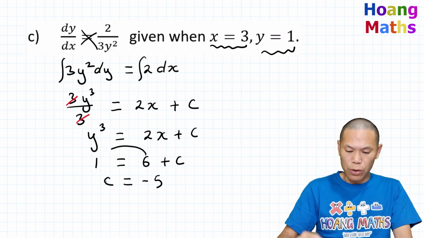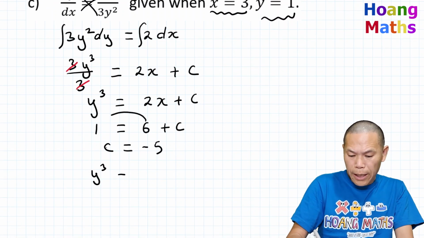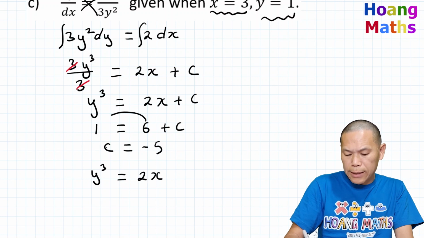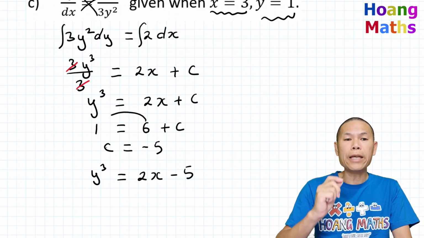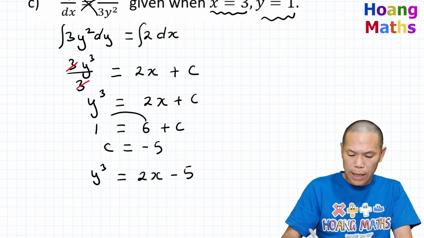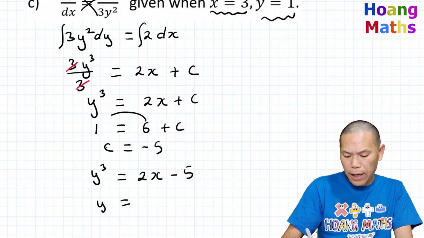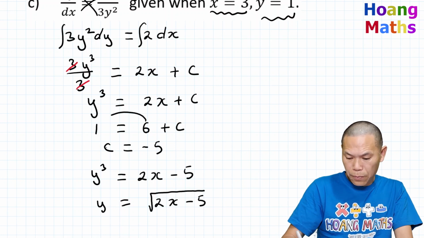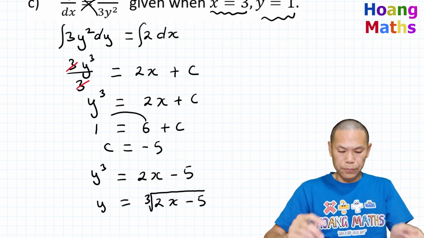So there you go. So this means that y power 3 is 2x plus c. c is negative 5, so we minus 5. And don't forget, we need to solve for y. So we just take the cube root on both sides. So this means that y is the cube root of that. So let me just write this down. 2x minus 5, cube root. So there you go.